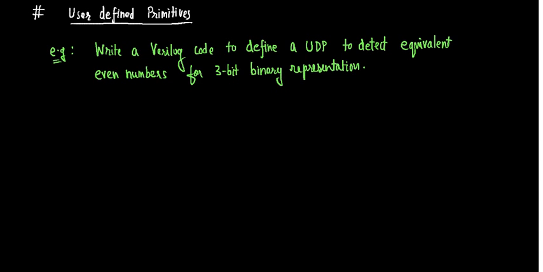Okay. Now I am doing two things here. I am defining the primitive. I am also defining the inputs as vectors.